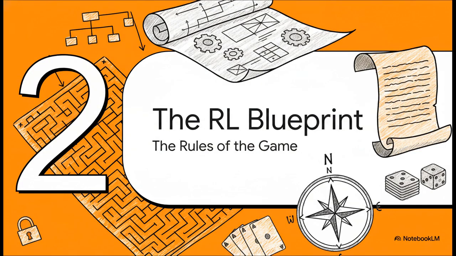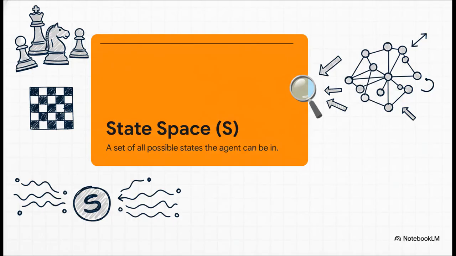Now, to get this all working with math and code, we need a formal rulebook. And in RL, that rulebook is called a Markov Decision Process, or MDP. Yeah, I know, it sounds super complicated, but don't worry about the name. Just think of it as the official way we describe any RL problem, and it's made up of a few key pieces. First up, we've got the state space. This is literally just every single possible situation the agent could find itself in.